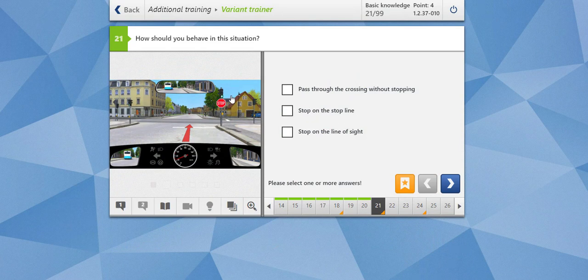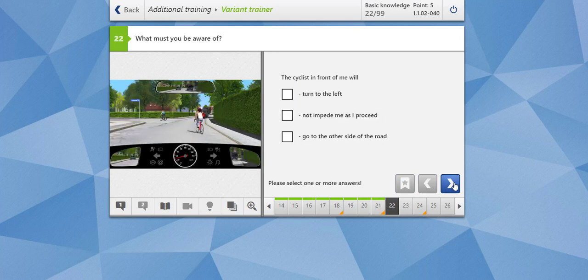You need not stop because there is a traffic light which is green here. Stop on the line of sight. You need not stop again because there is a traffic light which is showing green here. So I can pass through the crossing without stopping. Let's check the answer. Our answer is correct.